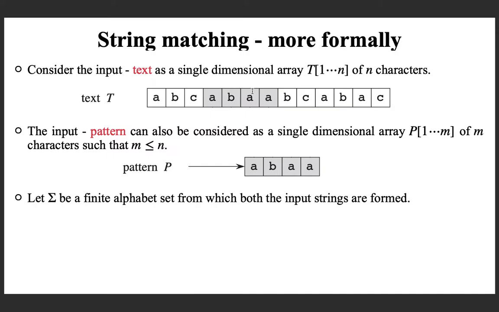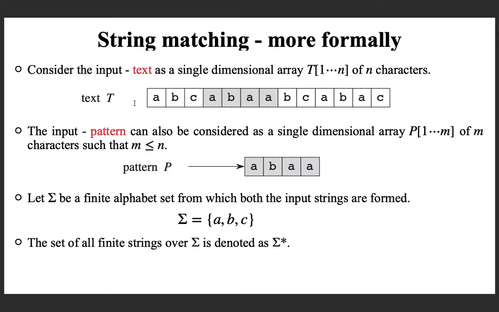Let sigma be a finite alphabet set from which both the input text and the pattern are formed. For example, here sigma is the set {A, B, C}. So the only point to note here is same alphabet set for both text and pattern, and that makes sense because you are searching for that pattern in the text.